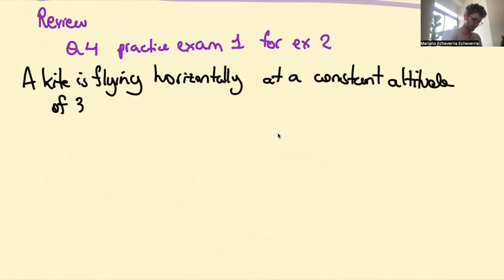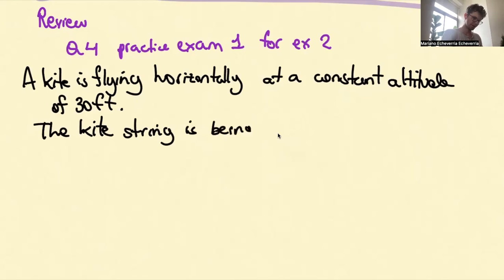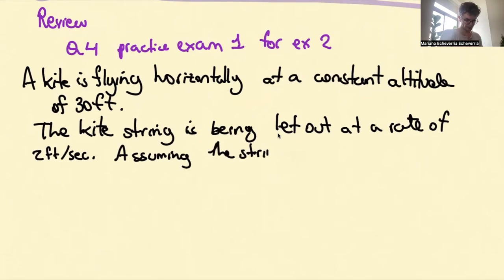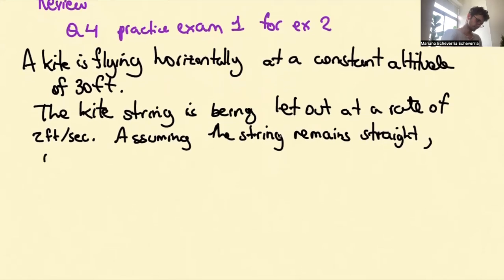Of 30 feet. The kite string is being let out at a rate of 2 feet per second, assuming the string remains straight. What is the kite's velocity?